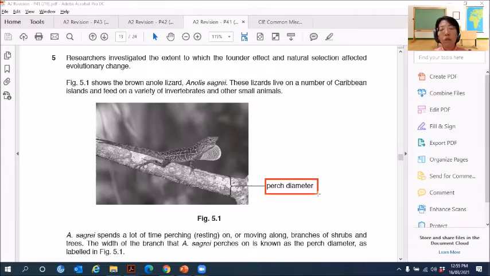So they're talking about the variation in the hind leg length between different lizards of the same species. This is called the variation in the population. Different leg length will be able to perch on different diameters of branch. Longer leg length will perch on a bigger diameter, and smaller leg length can perch on a smaller diameter. So that's the variation that they introduced to you.